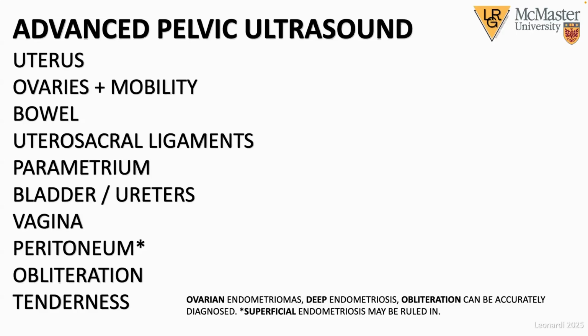Now, for endometriosis, we especially have to look at structures such as the bowel, the uterosacral ligaments, the bladder, but now we're getting even more into assessing the perimetrium, for example, for deep endometriosis involving the ureters and the nerves. We're also looking at the peritoneum, which is the entire covering of the pelvic cavity for superficial endometriosis.